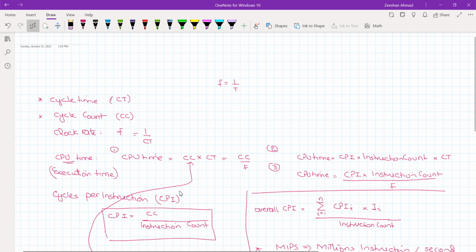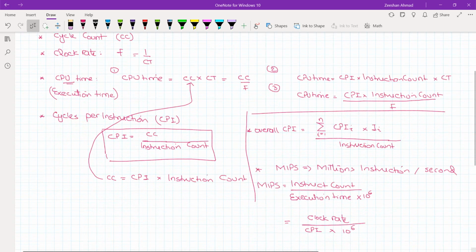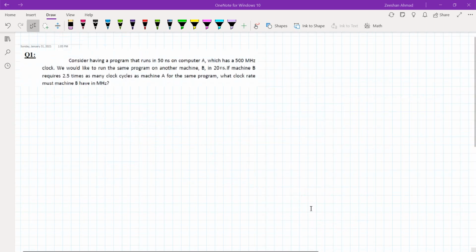Cycle time, cycle count, clock rate, CPU time, multiple formulas we have, cycles per instruction, the overall CPI, and the MIPS. Okay, so these are the few formulas which I will be following for this particular tutorial sheet here. So let us start with our question one now.